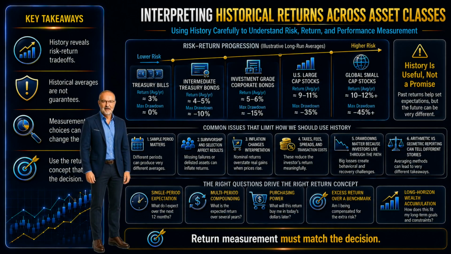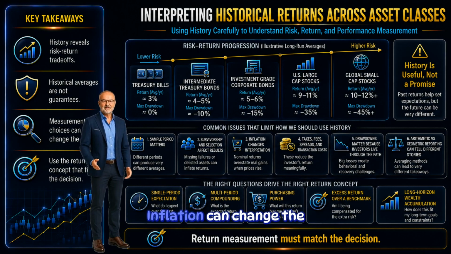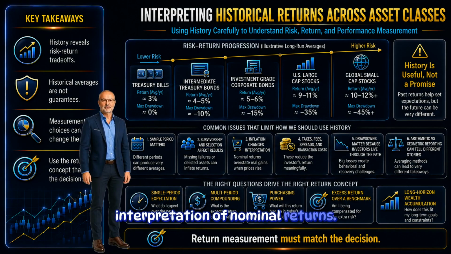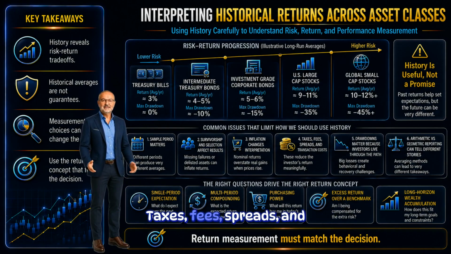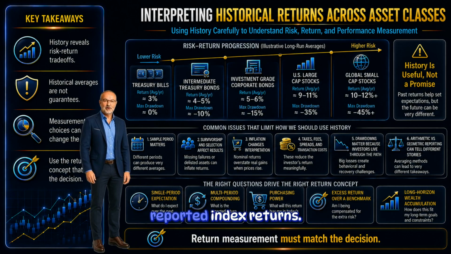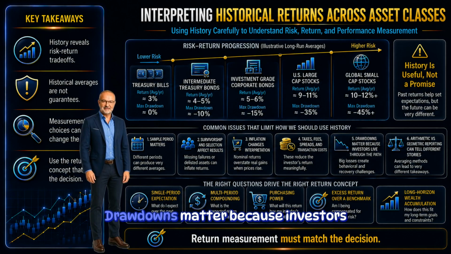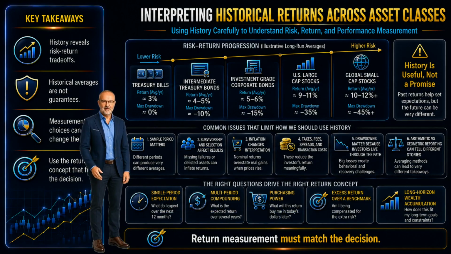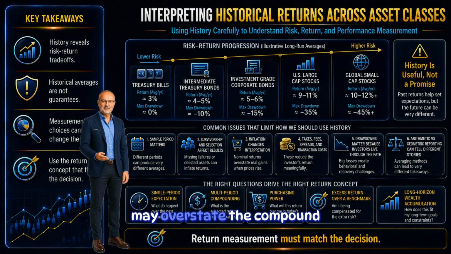Several issues matter. The sample period can change the conclusion. Survivorship and selection can affect the data. Inflation can change the interpretation of nominal returns. Taxes, fees, spreads, and transaction costs can make investor returns different from reported index returns. Drawdowns matter because investors must survive the path, not just admire the destination. We also need to remember the difference between arithmetic and geometric reporting. A high arithmetic average may overstate the compound growth actually achieved by investors.